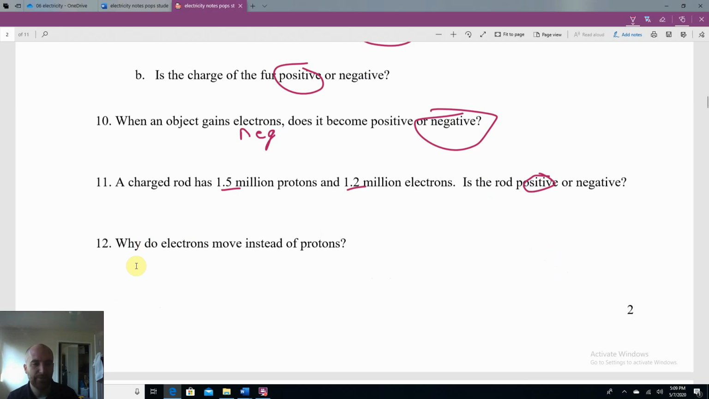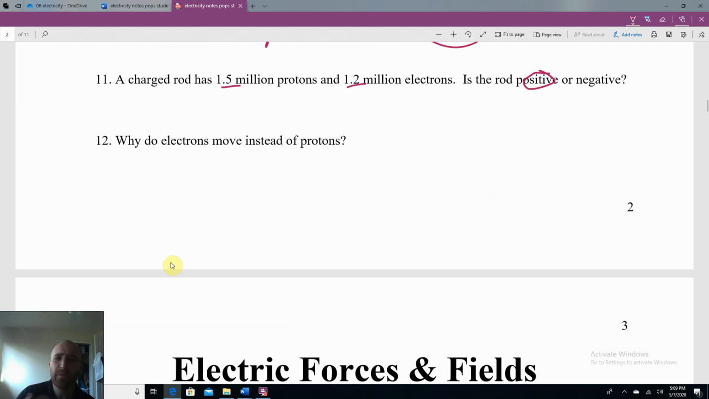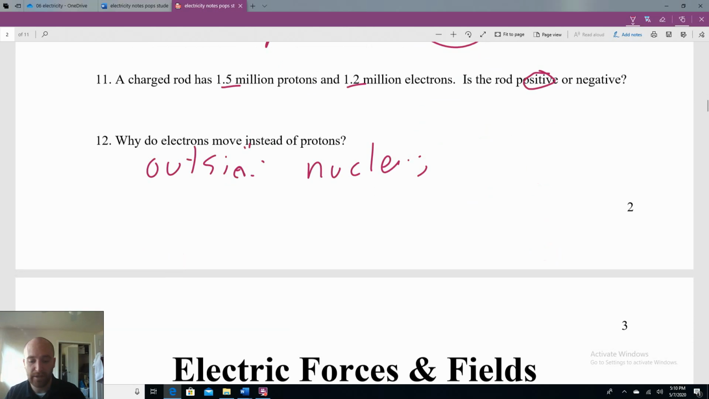And lastly, 12. I didn't really go over this. Why do electrons move instead of protons? I kind of mentioned it. The reason is they are outside the nucleus, which means they are free to move around, rather than the protons, which are stuck inside the nucleus and unable to move around.